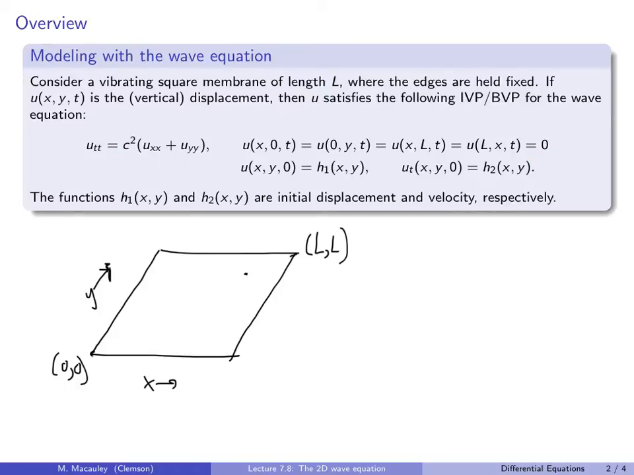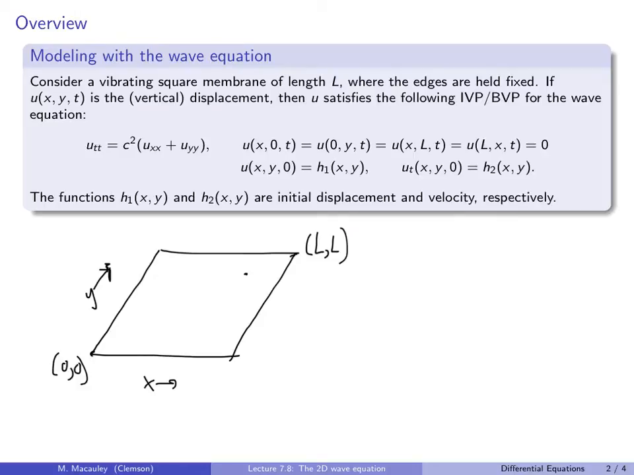This first one says that the displacement at y equals 0 is 0. That's this front edge for all time t. And this boundary condition, this equals 0, says that the displacement at the left edge along here is equal to 0. And now we have initial displacement and initial velocity.